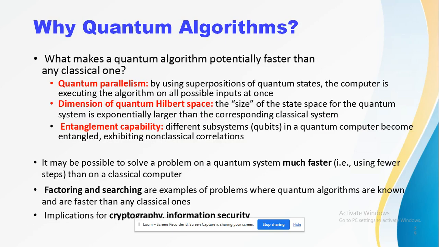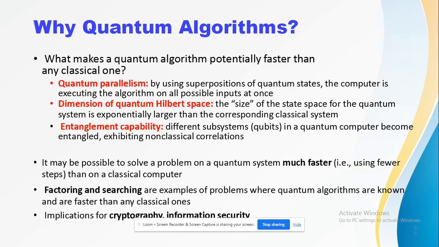Now let us see why quantum algorithms. What makes the quantum algorithm potentially faster than the classical one? The first thing is quantum parallelism. By using superposition of quantum states, the computer is executing the algorithm on all possible inputs at once. The next one is that the size of the state space for the quantum system is exponentially larger than the corresponding classical system. The next feature is the entanglement capability.